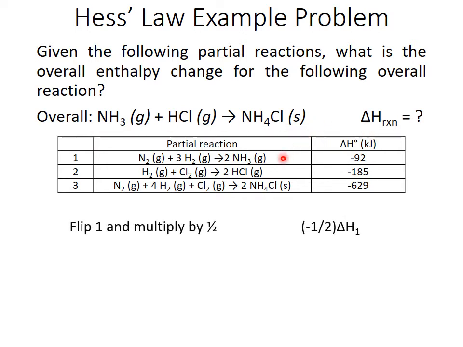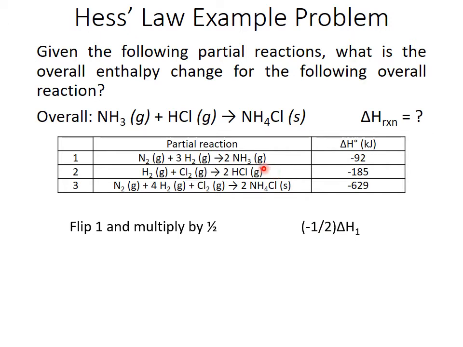So we're going to start by comparing each of these one by one to our overall process to see what we need to do. So if we take a look at equation 1 here, we've got the ammonia we need, the NH3, but it's a product here and a reactant here, so we know we need to flip it first. Then to make the stoichiometry match, we've got 2 in the partial, 1 in the overall. We need to multiply this whole thing by 1/2. And that's going to cause us to multiply delta H1 by -1/2 to account for the flip and the stoichiometry.